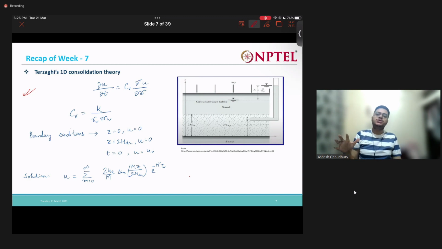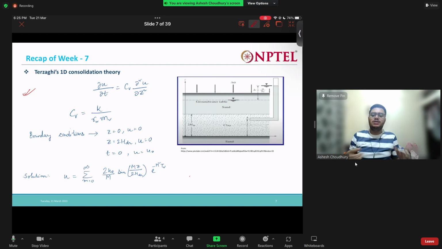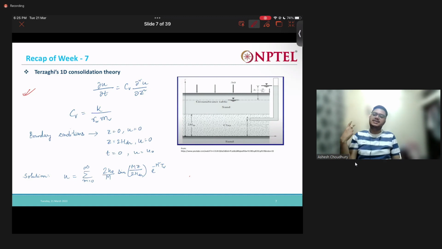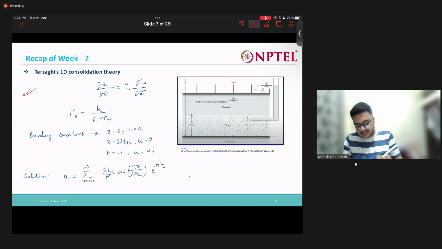Till now all the calculations we did, all the primary consolidation settlement calculations, were giving us the ultimate settlement value, that is the total settlement that the soil will undergo. Now what we will be determining is how much time is required for a particular amount of settlement to occur, say 60% or 20% of the total settlement. Those calculations we will be doing now. That is given by Terzaghi's one-dimensional consolidation theory.